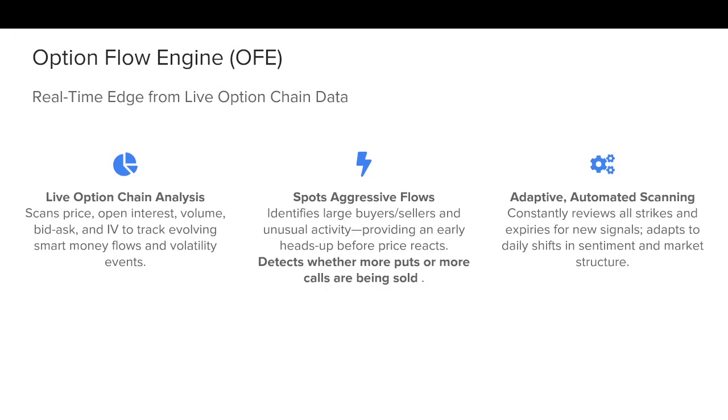It basically detects whether more puts or more calls are being sold. Again, we'll go into this in detail a bit later. Number three, adaptive and automated scanning. It constantly reviews all strikes and expiries for new signals, adapts to daily shifts in sentiment and market structure.